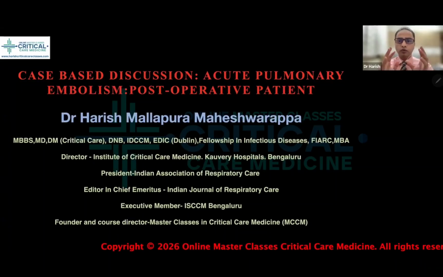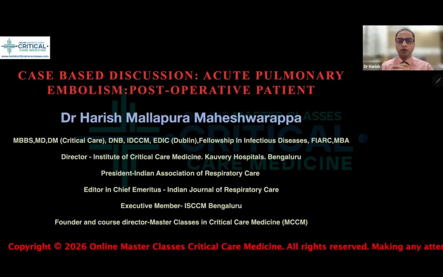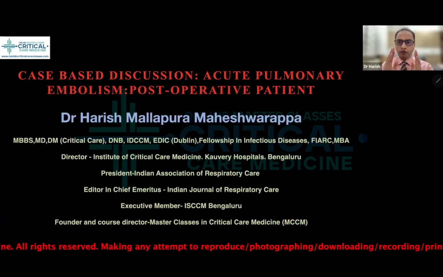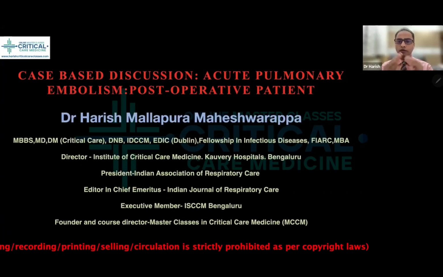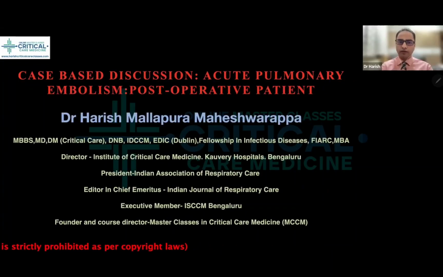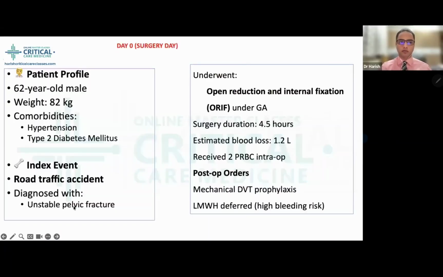Here we'll look at the important aspects in managing an acute PE patient in the post-operative period: risk stratification, therapeutic options, anticoagulation, when to initiate, what agents, pros and cons, and long-term outcome predictive analysis. All those things are very, very important. So we'll go ahead with the case-based discussion, acute pulmonary embolism in a post-operative patient.